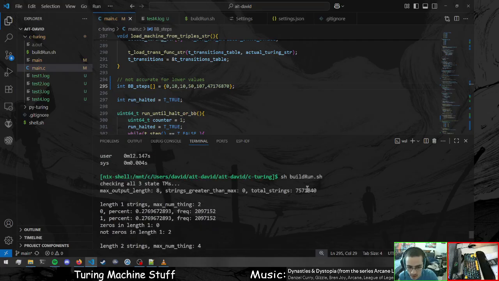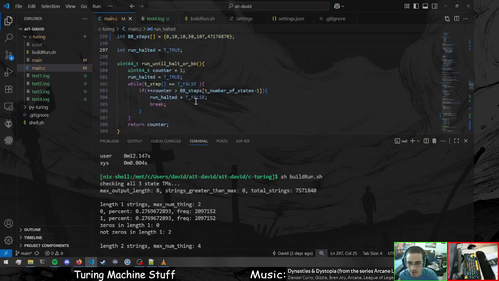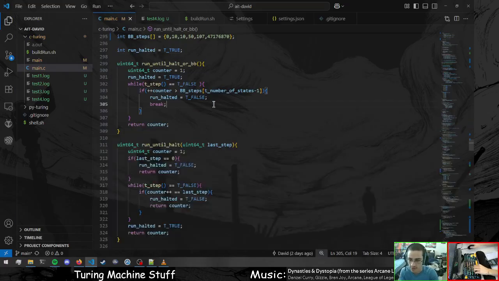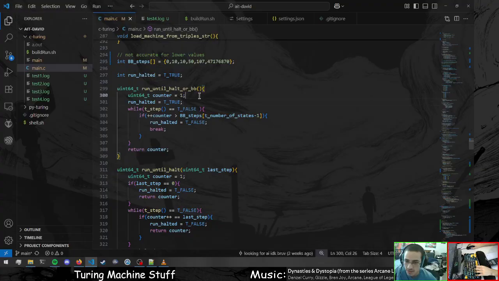Okay. No, we're still running half of them. Something is fishy. Something is definitely fishy here. I even increased the Busy Beaver steps. What is this? Is it because of this? 10? Does it go to 10?